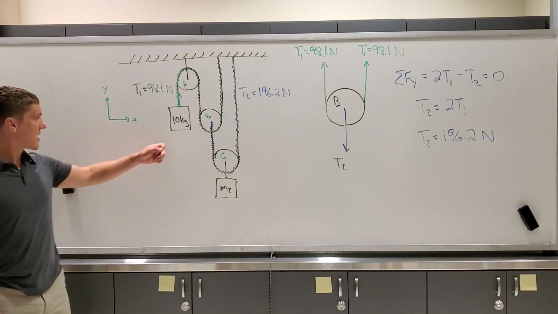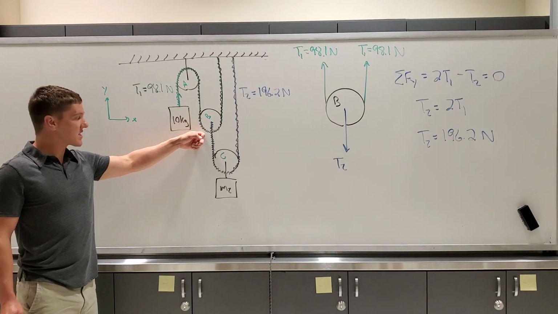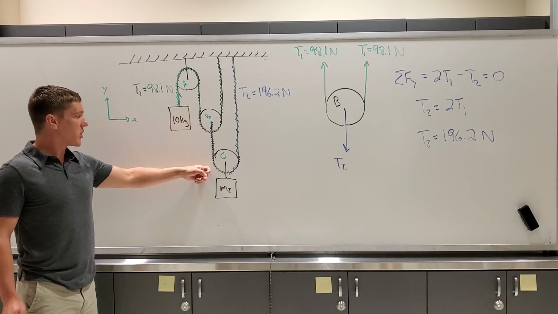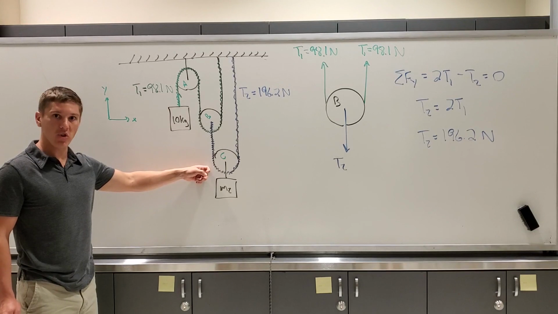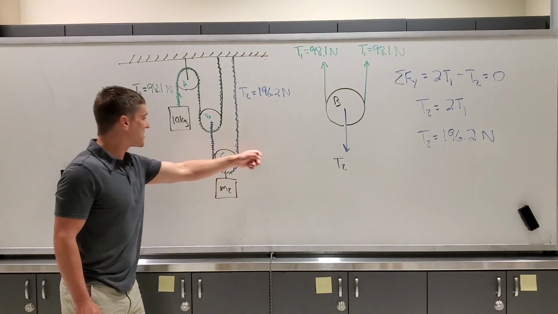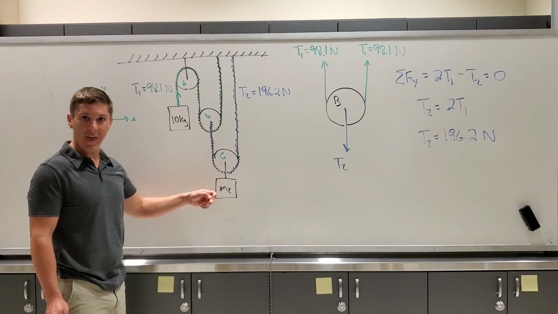So we've analyzed mass 1, we've analyzed pulley B, and the next particle that we're going to jump to is down here, particle C. In fact, we're going to jump to a combination of the system of pulley C and mass 2. So we can actually do that if we want.